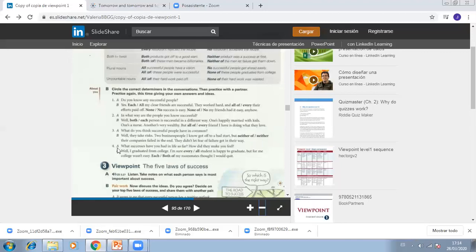And the last one we have is: what success have you had in life so far? How did it make you feel? Well, I graduated from college. I am sure all student or every student. So this is very simple to identify, because we are referring to just one student, a singular noun. So the correct alternative is every. Every student is happy to graduate.